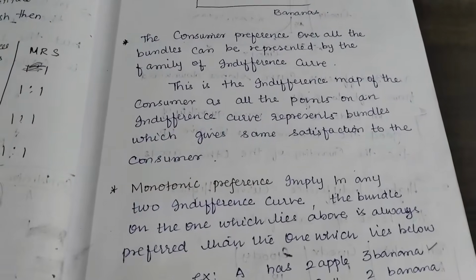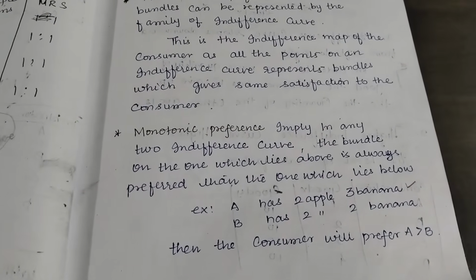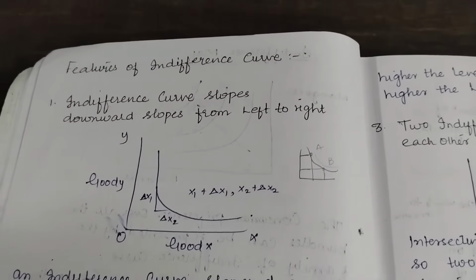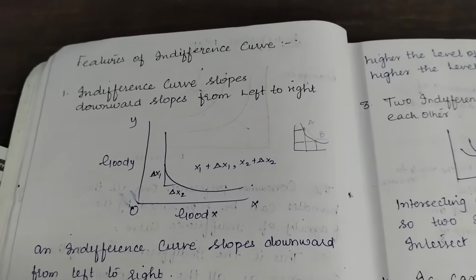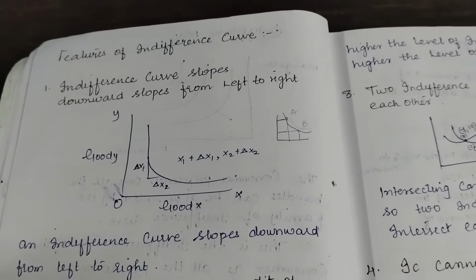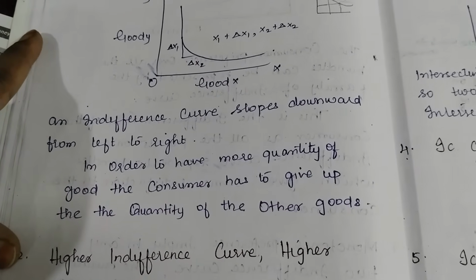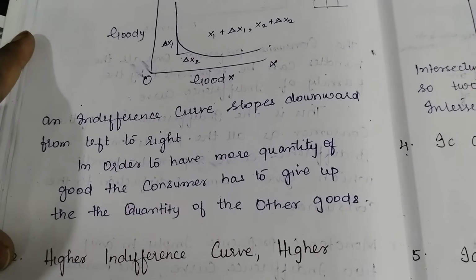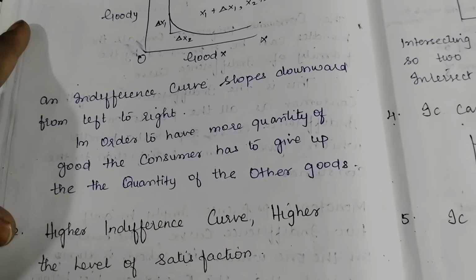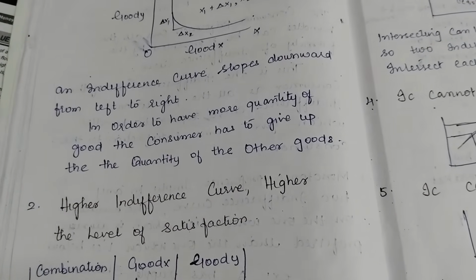We understood till monotonic preference. Now this is consumer behavior part 2, where we will be understanding the features of the indifference curve. An indifference curve slopes downward from left to right. That is why it has a convex shape. In order to have more quantity of one good, the consumer has to give up quantity of the other good.